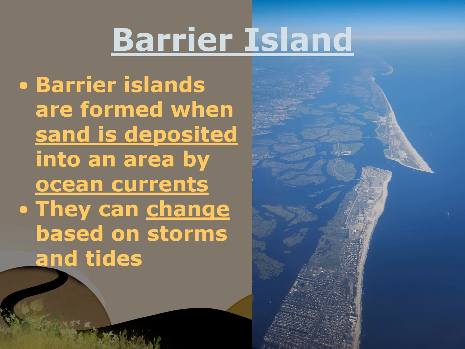A barrier island is formed where sand is deposited in one area by ocean currents. So much sand is actually deposited there, it becomes its own island. They can change based on storms and tides. So barrier islands can change over time. You can lose parts of them or you can gain parts of them. I've seen many changes in islands over the years. And as the water patterns change, so can the islands.